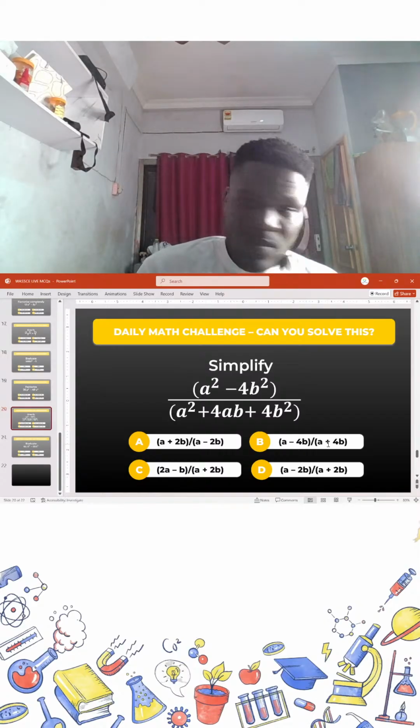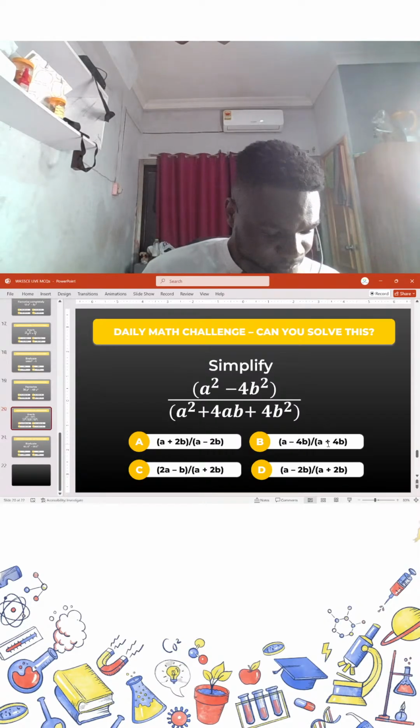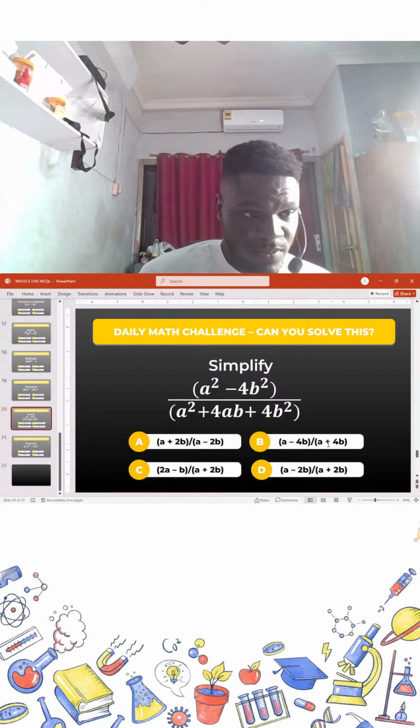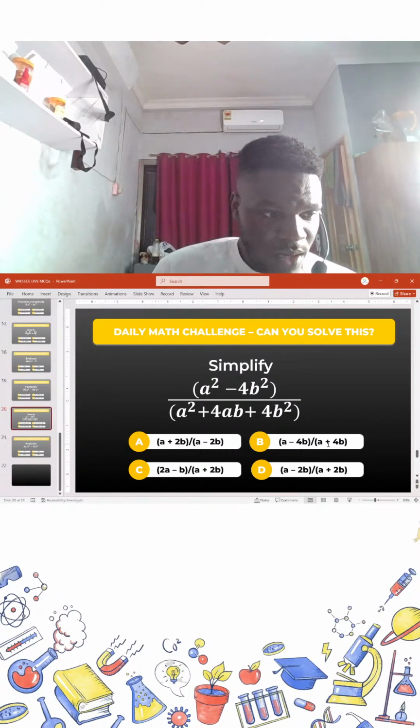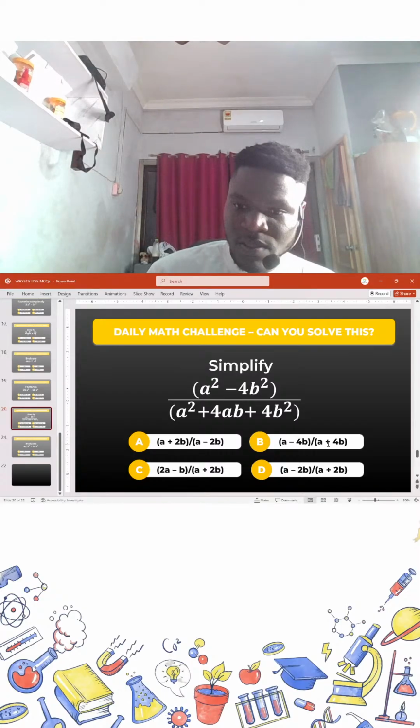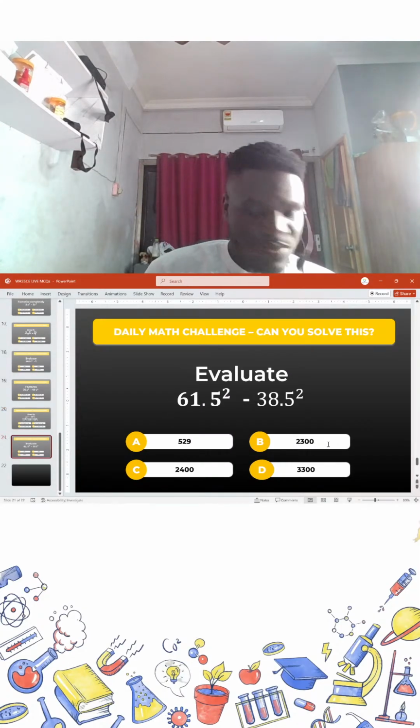Okay, so guys, do we have our answer? If we simplify this expression that we have over here, the correct answer will be option D. That is a minus 2b over a plus 2b. Are we okay? That will be the correct answer for this particular expression. Let's have a look at the last expression for today and then we end.